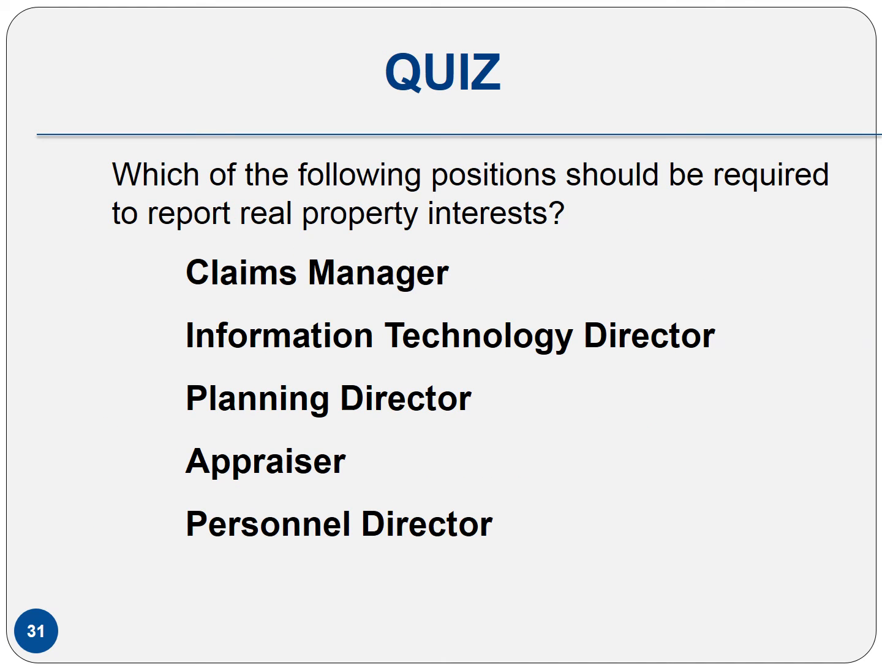Which of the following positions should be required to report real property interest? The claims manager, an information technology director, a planning director, an appraiser, or a personnel director? Only the appraiser and planning director positions could reasonably be assumed to have authority to make decisions that could have an effect on real property.